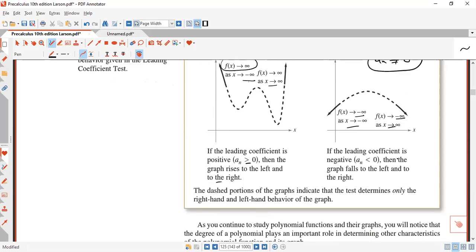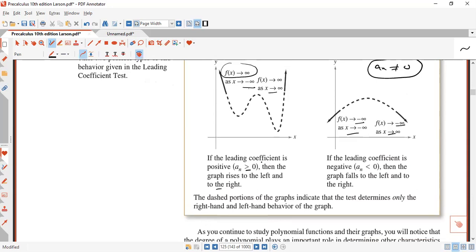Okay, so why? Because these are general cases. So we have a dashed portion here, and that will depend on the remaining terms. It means now we are talking only about the leading coefficient. So these arrows are telling only the leading coefficient. Due to the leading coefficient behavior, we can eventually see the behavior of the graph in the long run. But at the smallest value, at the middle value, we don't know where it will be.